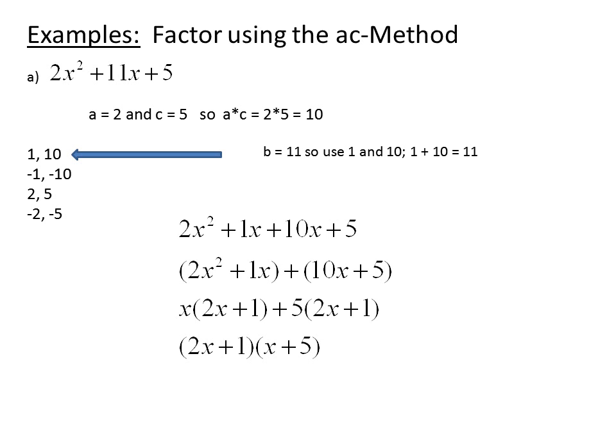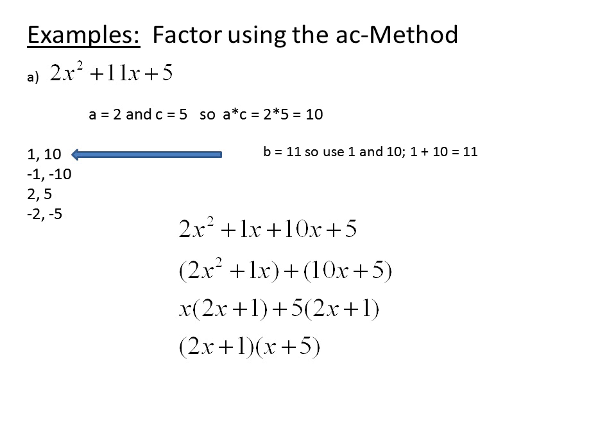So I'm going to group together my first two terms, 2x squared plus 1x, and my last two terms, 10x plus 5. Our first two terms have an x in common. So when I pull out x from 2x squared plus 1x, I'm left with 2x plus 1. My second pair of terms, 10x plus 5, have a 5 in common, and when I pull them out, I'm left with 2x plus 1.